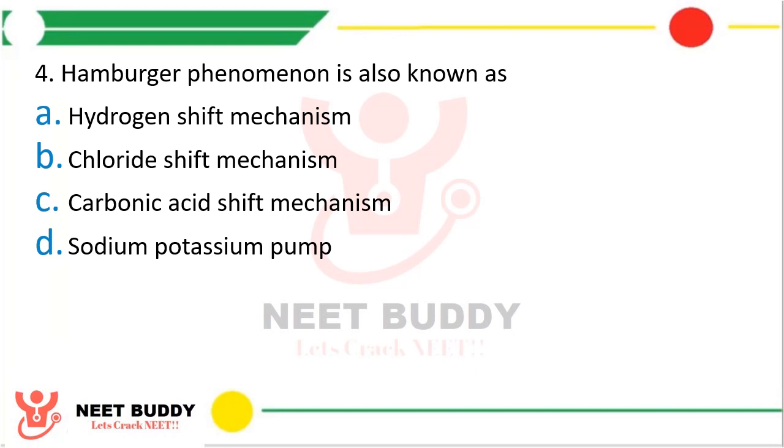Question number 4. Hamburger's phenomenon is also known as option A, hydrogen shift, option B, chloride shift, option C, carbonic acid shift mechanism, or option D, potassium pump. Hamburger's phenomenon is also known as. The correct answer is option B. Chloride shift mechanism.